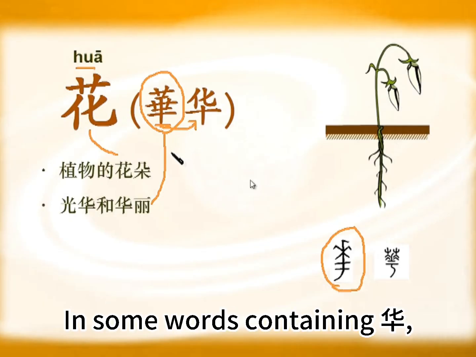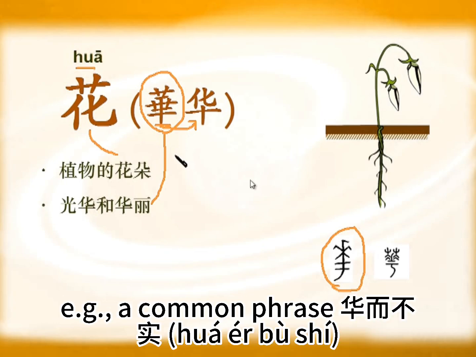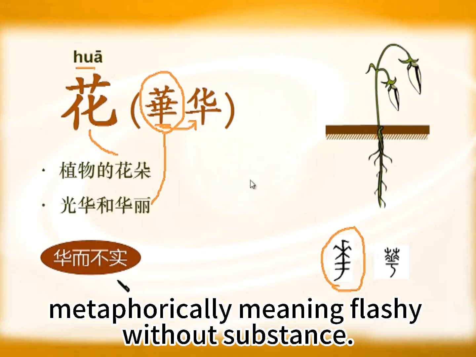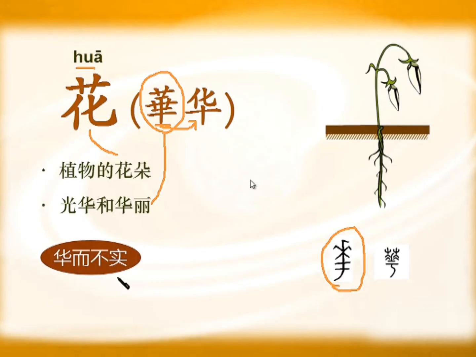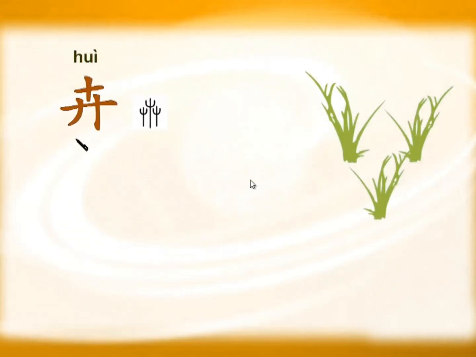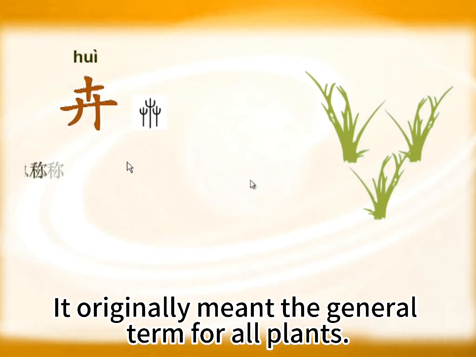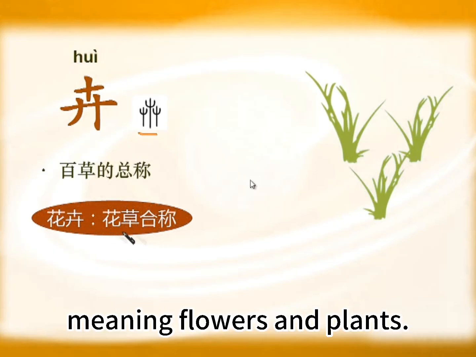In some words containing 花, the meaning of flower is still retained. E.g., a common phrase 华而不实 means to bloom but not bear fruit, metaphorically meaning flashy without substance. Here, 花 means to bloom. Three grass images can form the character 会. 会's form depicts three small plants. It originally meant the general term for all plants. Today there is a word 花卉, meaning flowers and plants.